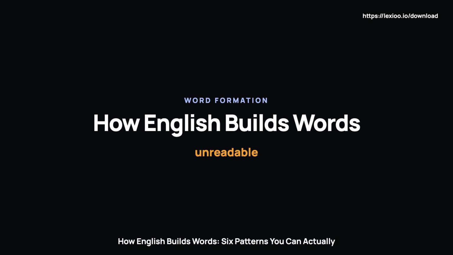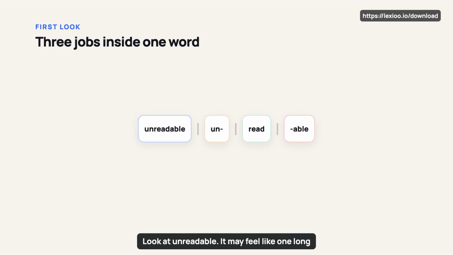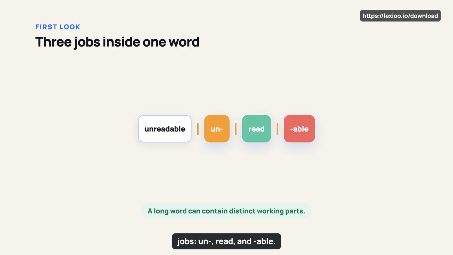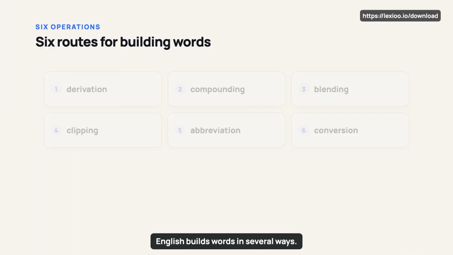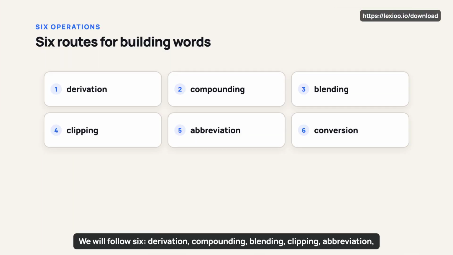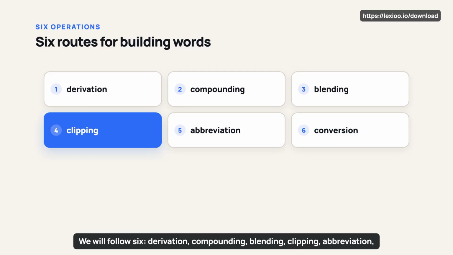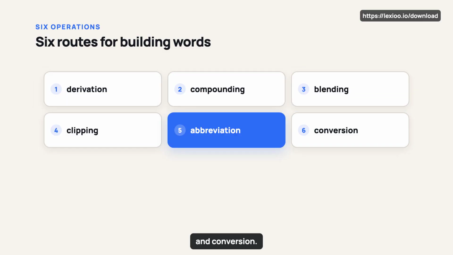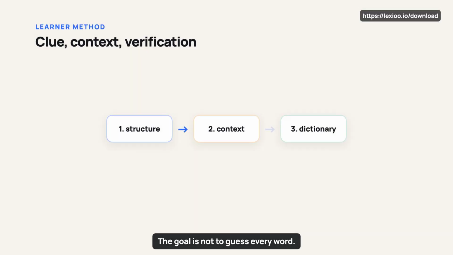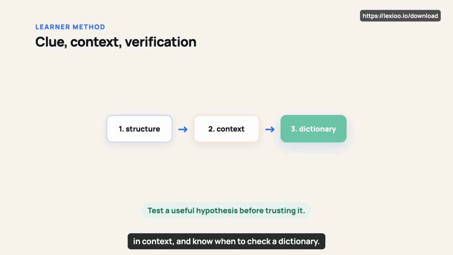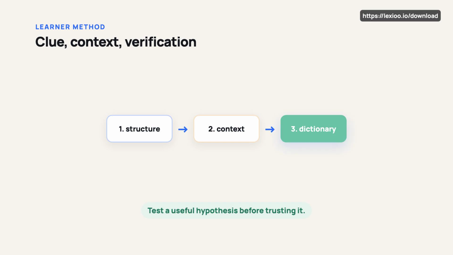How English builds words. 6 patterns you can actually use. Look at unreadable. It may feel like one long block, but your eyes can learn to see 3 jobs: un, read, and able. English builds words in several ways. We will follow 6: derivation, compounding, blending, clipping, abbreviation, and conversion. The goal is not to guess every word. It is to form a useful hypothesis, test it in context, and know when to check a dictionary.